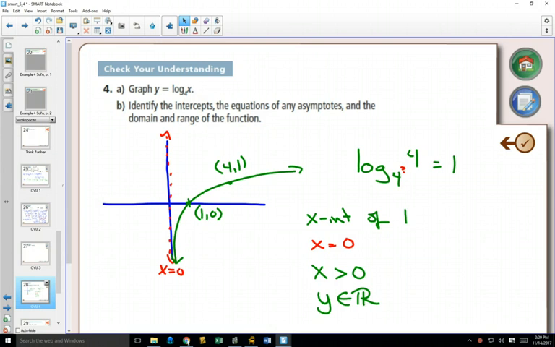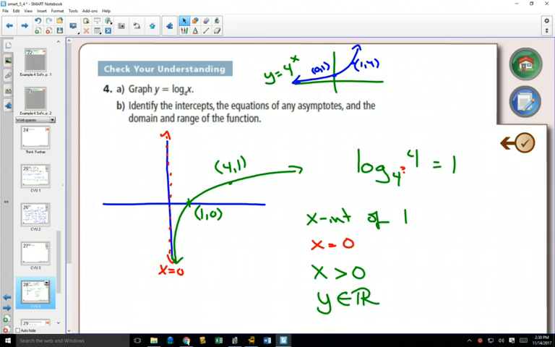Well, we get (1, 0) and (4, 1) because if you thought about y equals 4 to the x, a graph you already know, it has (0, 1) and (1, 4). So when you do the log, which is the inverse, all of your points are going to get switched.